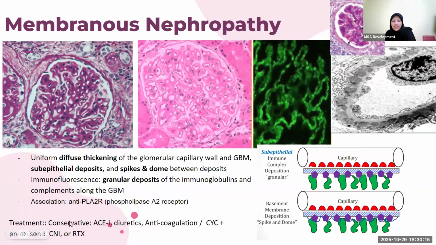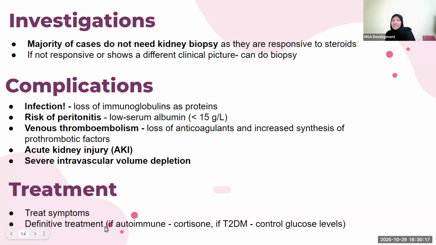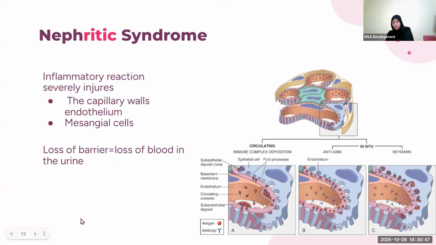The most important thing, definitive treatment, is most of the time steroids. So see if autoimmune, cortisone. If it's caused by, let's say, diabetic nephropathy, you would try to control the glucose levels first because these are underlying causes, right? So if it's diabetes, you can control the glucose. If it's autoimmune, cortisone. If it's primary cause, also steroids. Okay, that's the summary of nephrotic syndrome.